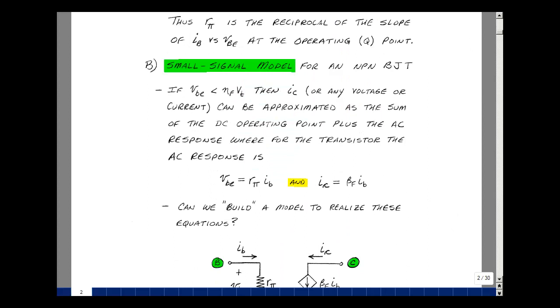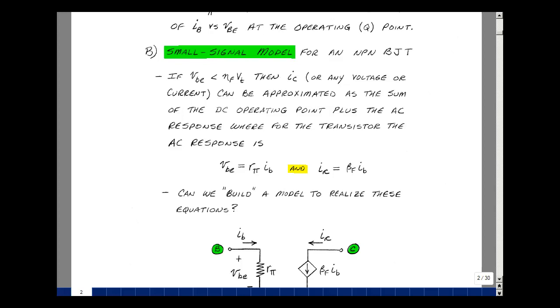We're going to call the following a small signal model because we're going to need to make the base emitter voltage fairly small to have this equation work. What we have from the previous page is that if VBE is less than 8 alpha F V sub t, then any current and any voltage in our circuit could be approximated by the summation of a DC component and an AC component, like we talked about in Chapter 2. On the previous page, we saw that VBE was equal to R pi times I sub B. And the collector current, when we're in the active region, is just a multiple of the base current by the term beta F.